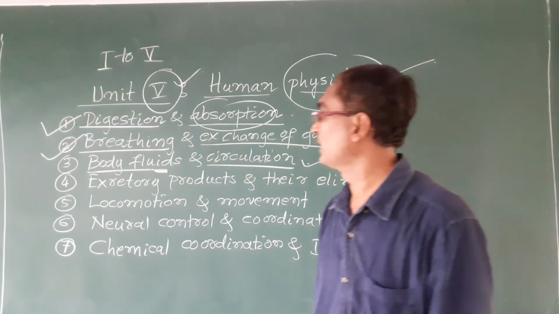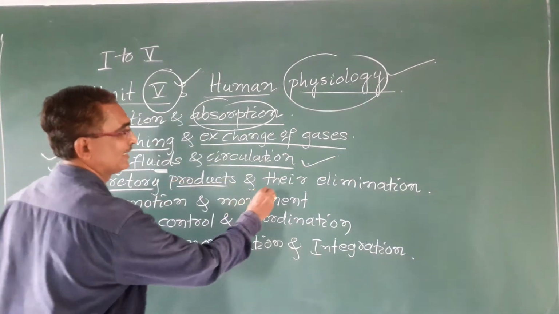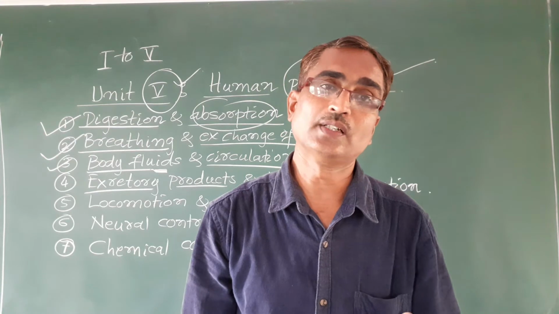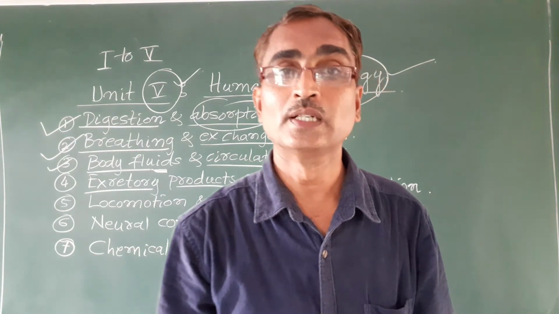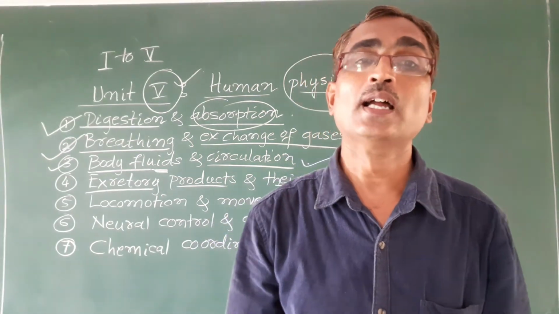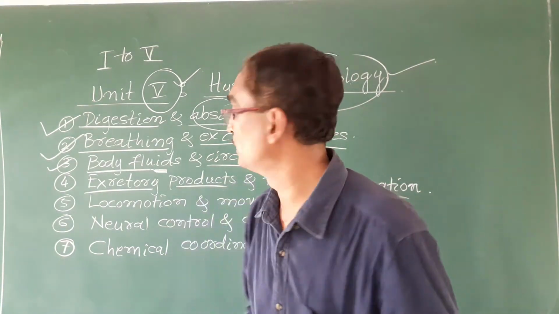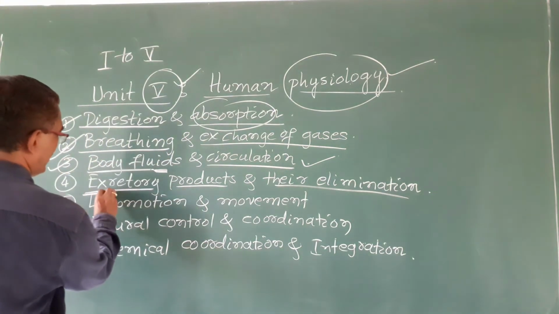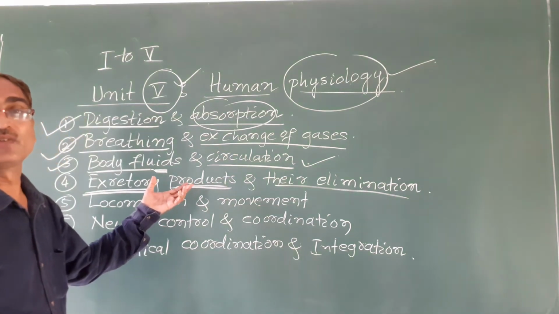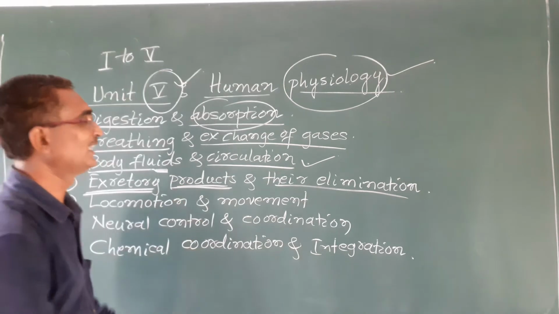The fourth chapter is about excretory products and their elimination. In our body daily so many unwanted or harmful things are produced, for example urea, ammonia, uric acid, carbon dioxide and so on, and these harmful products have to be removed from our body. That is what we learn here: the unwanted or harmful products in our body, and their elimination.